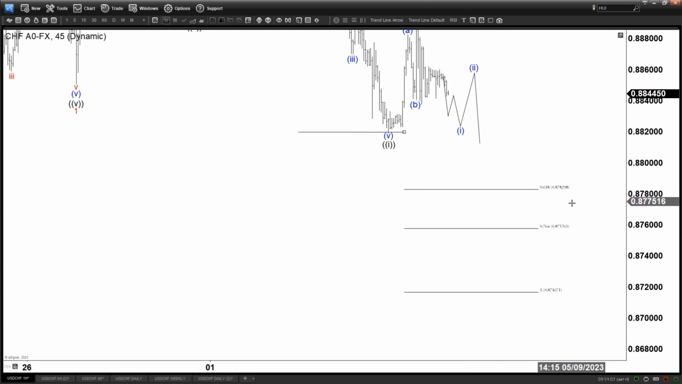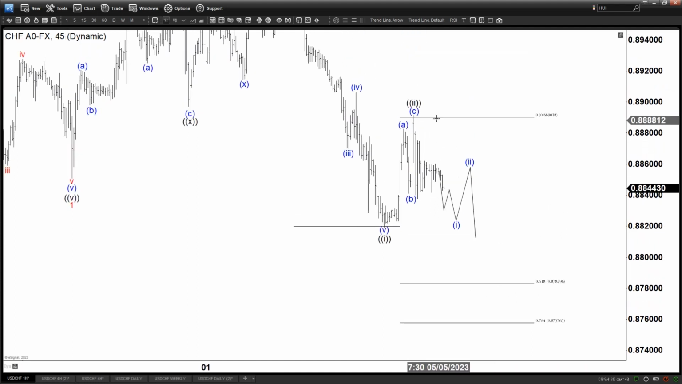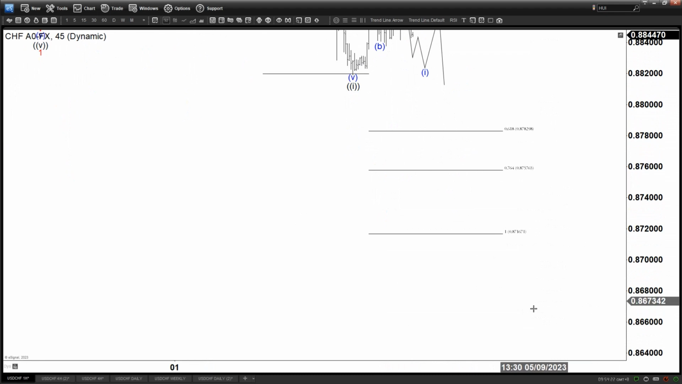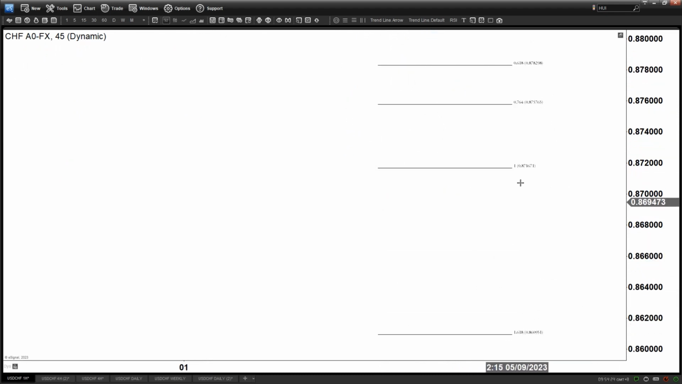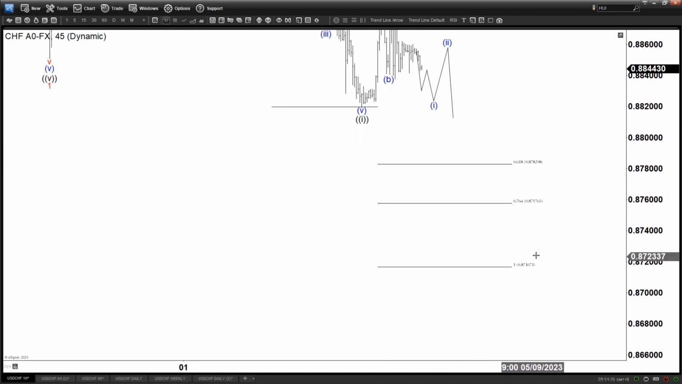So 87.80, 87.58 is going to be the more near-term target on the downside, and then the 100% is the potential target on the downside minimum, by the way, because if it is a wave 3, it can go to even 1.618 extension and so on, but usually the minimum should be around 100%, which is 87.17 here.